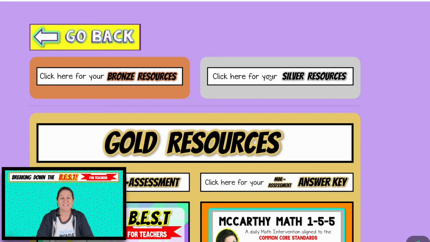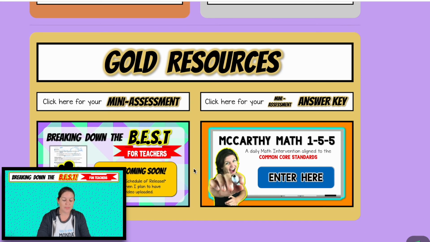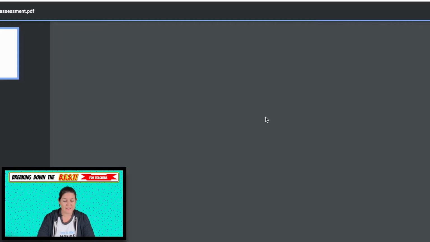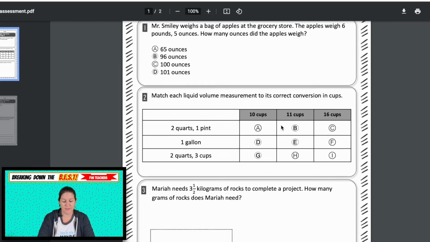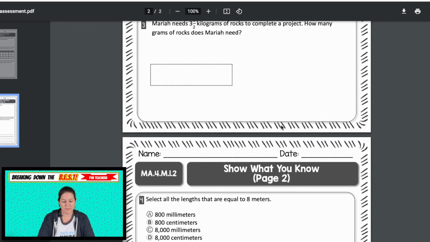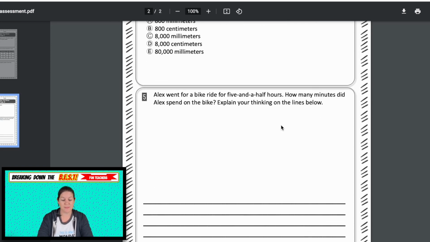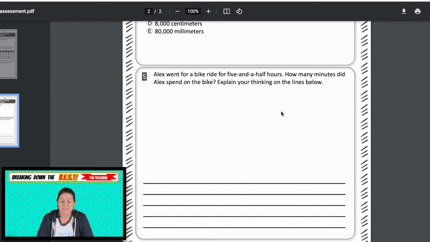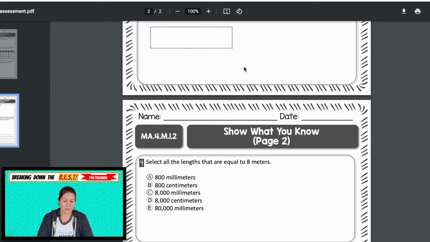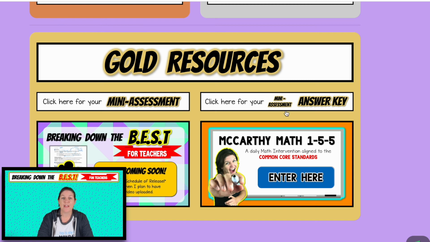You can go back to your bronze and your silver resources at any time, but with the gold, you have this video breaking down the B.E.S.T, which is right here with all of the other standards, so you're right where you need to be, and it's also ad-free, which is awesome. These videos are on YouTube as well. They just have ads, so it's a little perk of being a gold member. But you also have access to a mini assessment with a variety of question types, and you can use this as a mini assessment, or you can use this as extra practice, however you want to do it. Your answer key for that is right here.